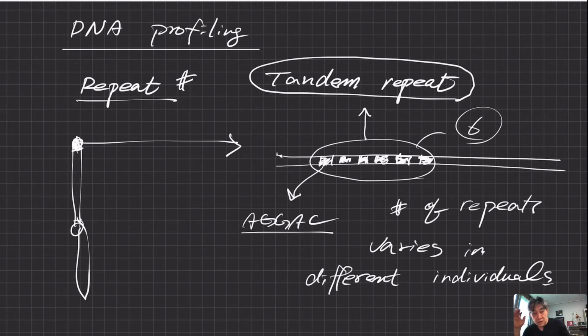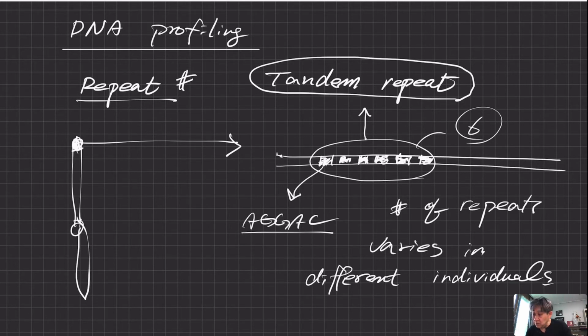So here, in summary, to understand this DNA profiling technique, the first keyword that you might want to carry is this tandem repeat, okay, which is not equal in different individuals.